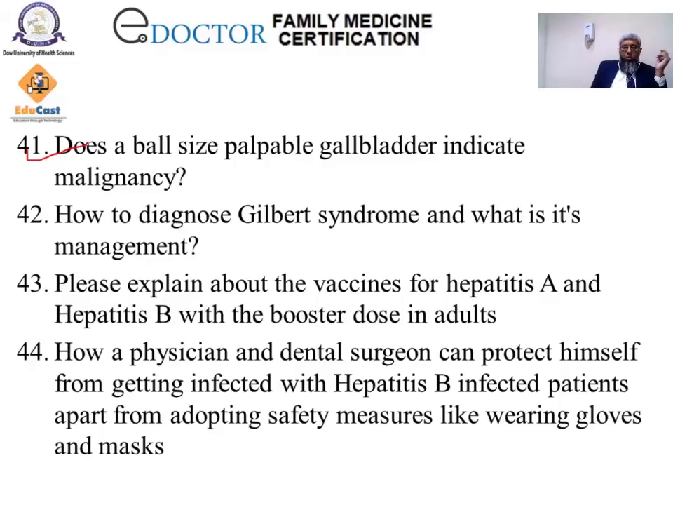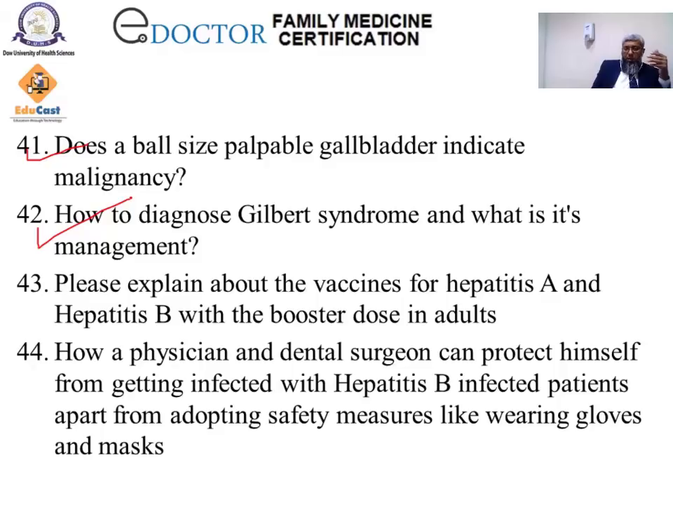Question number 42. How to diagnose Gilbert syndrome and what is its management? Very good, very relevant question, and as we discussed previously as well, for the workup of jaundice, you need to understand that Gilbert syndrome gives you indirect hyperbilirubinemia, which means suppose your total bilirubin is 3.5, direct bilirubin may be 1 and indirect may be 2.5.